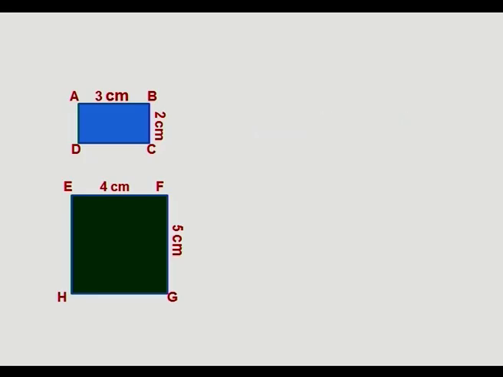Now, observe these two rectangles, children, ABCD and EFGH. As you know very well, each angle of the rectangle is 90 degrees. So, the corresponding angles in these two rectangles are equal. Now, let us have a look at the ratio of their corresponding sides. The ratio of the side EF to AB is 4 by 3, FG by BC is 5 by 2. You can notice that these two ratios are not equal, and that is the reason these two rectangles are not similar.